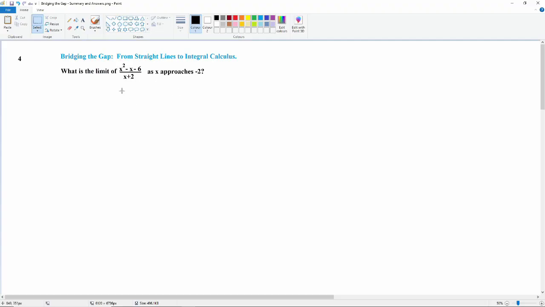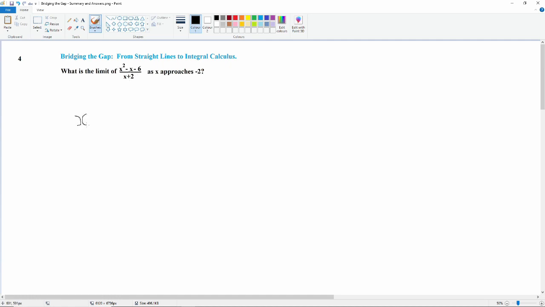Okay, so question 4 reads, what is the limit of x squared minus x minus 6 over x plus 2 as x approaches negative 2? Well, let's have a look. We can say for certain that x does not equal negative 2, so we can't just plug negative 2 in and get our answer. So we're going to have to approximate, so we can simplify this algebraic fraction.